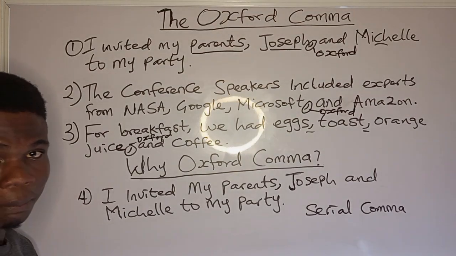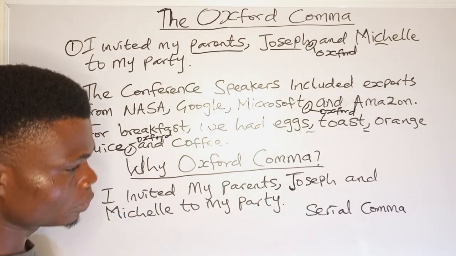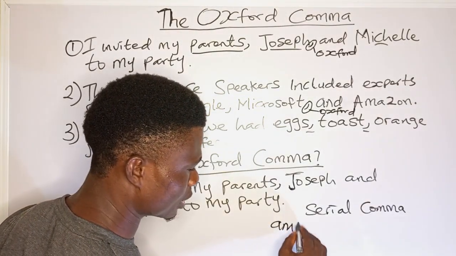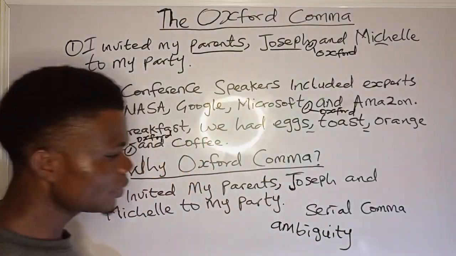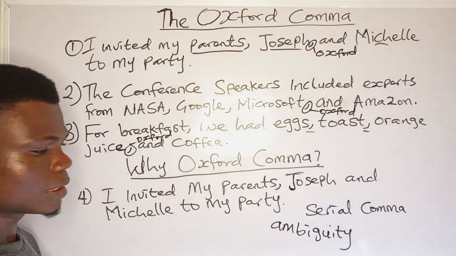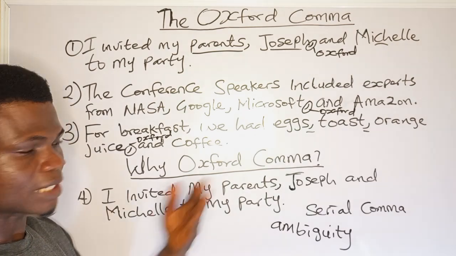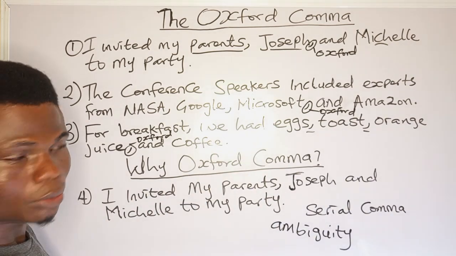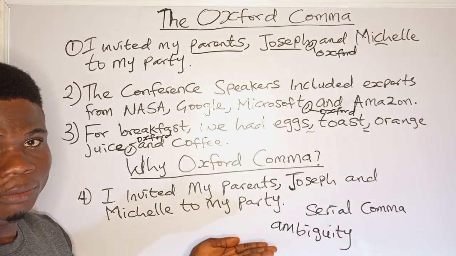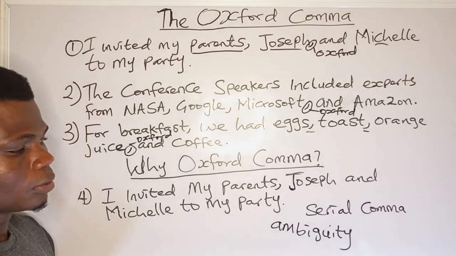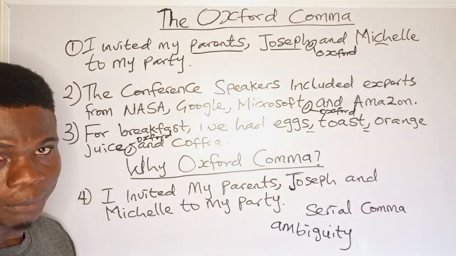Why is an Oxford comma important? It is important because it helps you to overcome the trap of ambiguity. So what do we mean by ambiguity? Ambiguity is the tendency of a sentence to have more than one meaning. Sometimes what you want to say is different from what you are portraying. When you have that kind of situation, it makes people misinterpret you. So the Oxford comma helps us to overcome the problem of ambiguity.